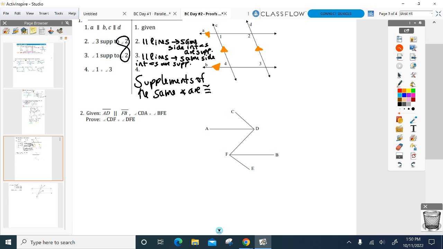AD parallel to FB. Mark it, arrows. AD parallel to FB. And then I have 2 angles that are congruent, which we will mark with what? What do you put on your diagram for angles being congruent? Arc marks. So CDA gets an arc mark, so does BFE. And then you can put everything in your statements and reasons. Whew. Start bringing Band-Aids, some of you, because it's going to get bloody.